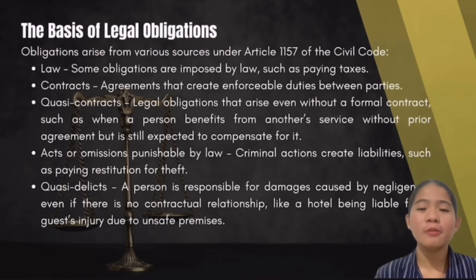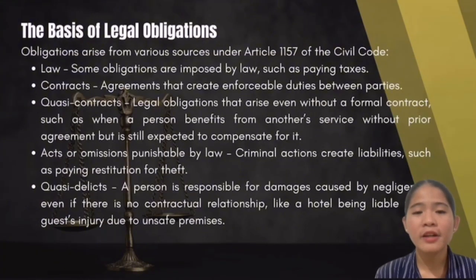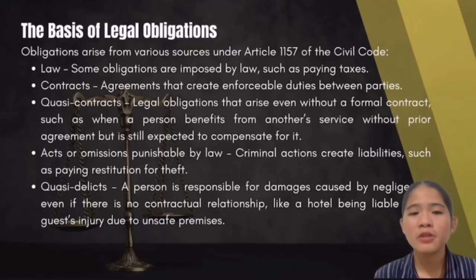The basis of legal obligations. So obligations arise from various sources under Article 1157 of the Civil Code. Law. Some obligations are imposed by law, such as paying taxes, while contracts, under this, are agreements that create enforceable duties between parties. So quasi-contracts, it is a legal obligation that arises even without a formal contract, such as when a person benefits from another's service without prior agreement but is still expected to compensate for it. Another one is the acts or omissions punishable by law. So these criminal actions create liabilities such as paying restitution for theft.